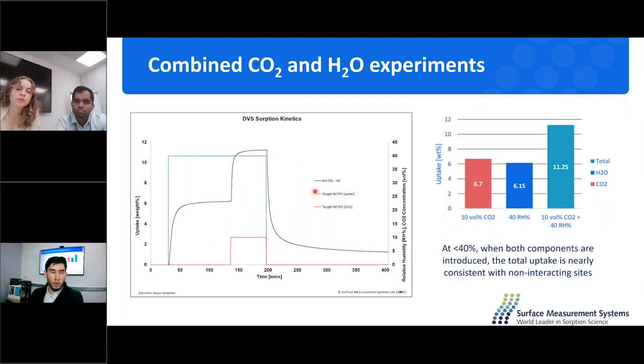And we also wanted to see what happens if we keep the humidity below the material decomposition, where we did a kind of step-by-step experiment to look at uptakes. We see here in the first step, we see 40%. So this is below the threshold that was identified. We see this uptake, and then we introduce CO2, and we see another uptake.